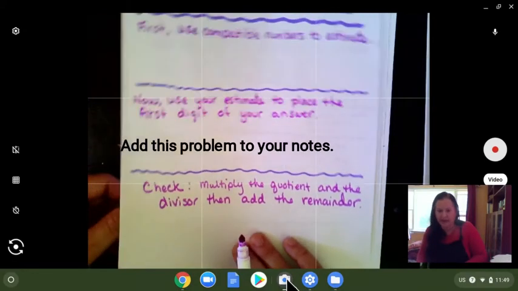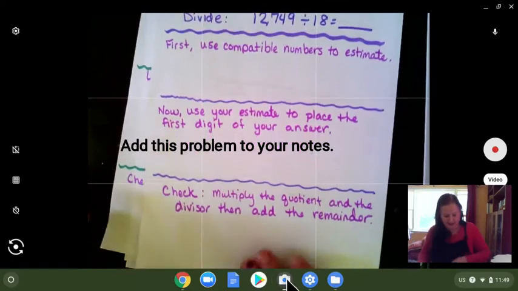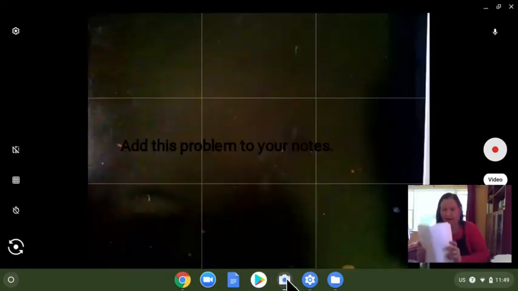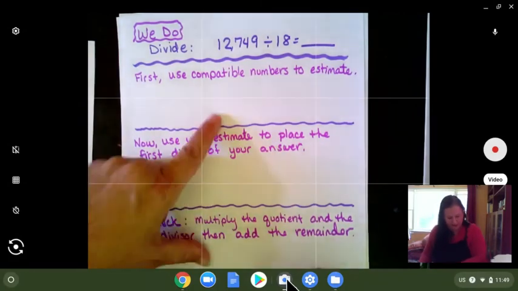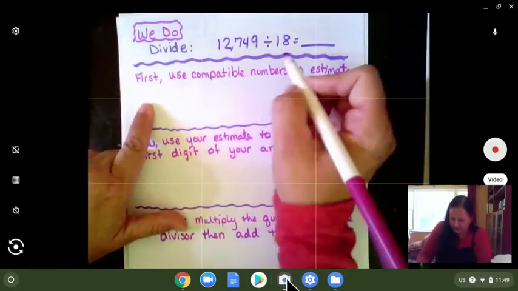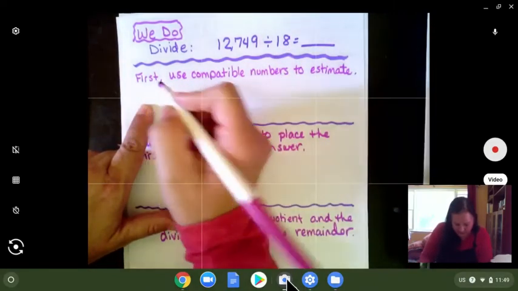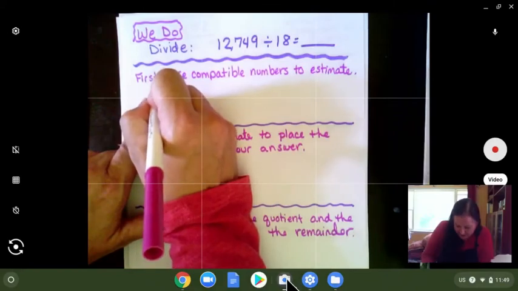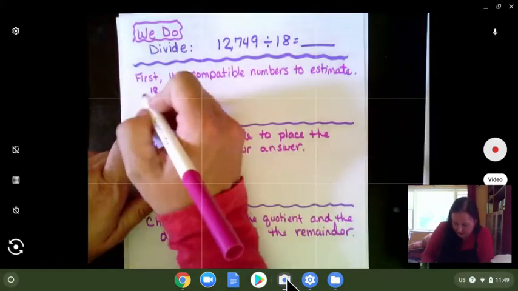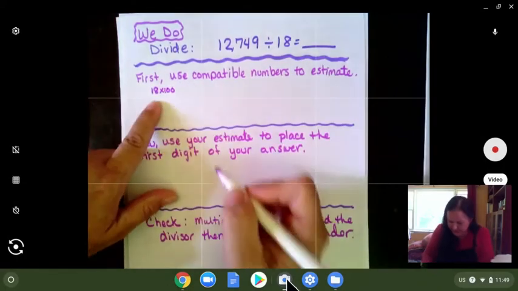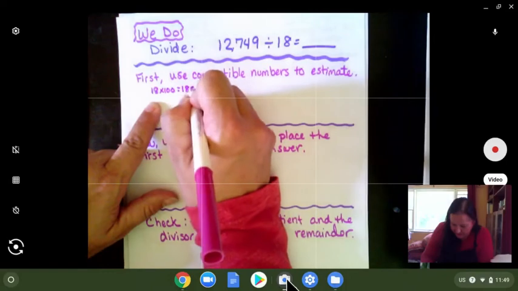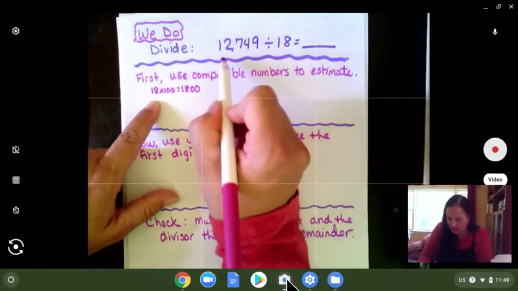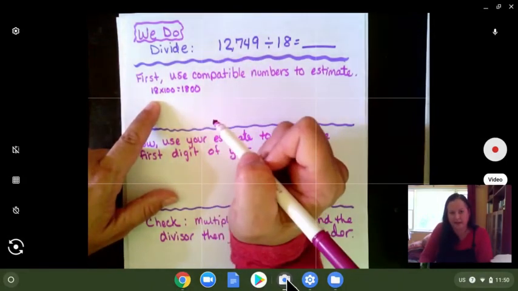So we're going to use compatible numbers to estimate. And here we have 12,749 divided by 18. So let's start thinking about 18. Let's just leave it at 18 for now, and let's try 18 times 100. If I have 18 times 100, I know using place value, 1 times 18 is 18, and I have 2 zeros behind it. So I'm getting closer to this number, but I'm not quite there yet.